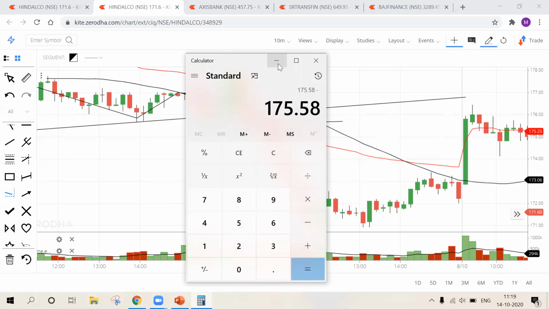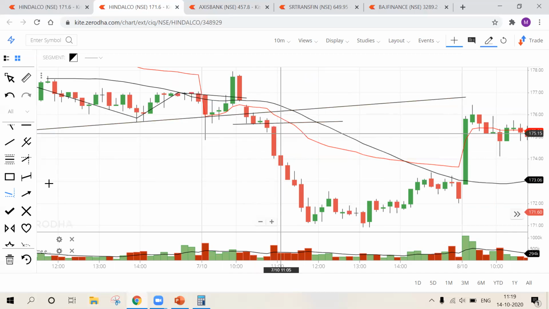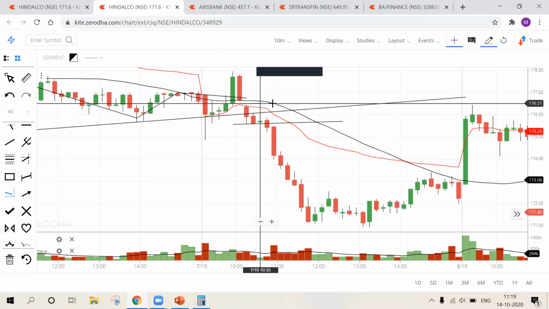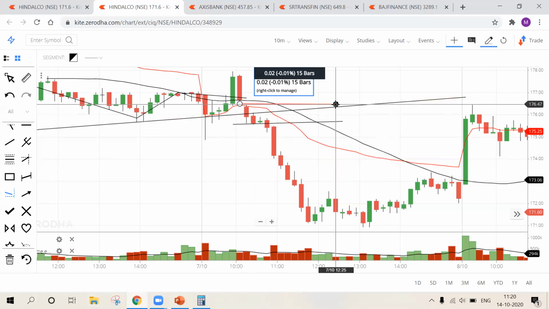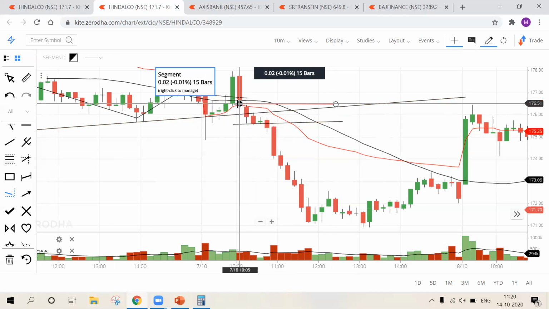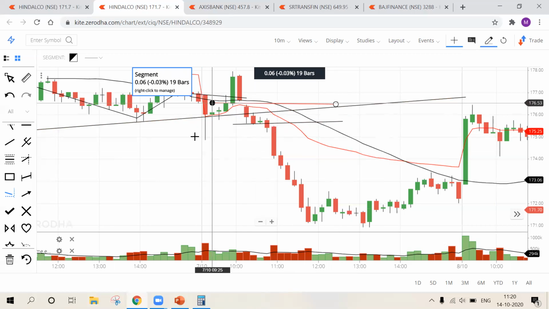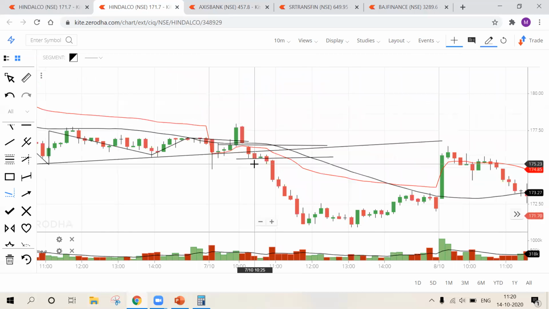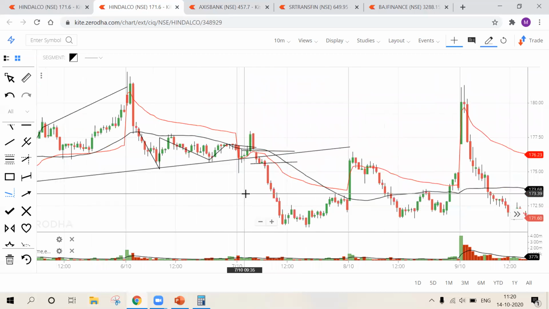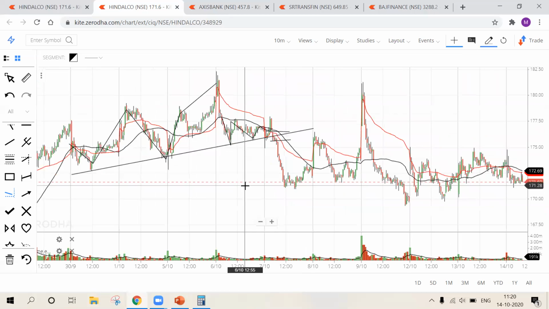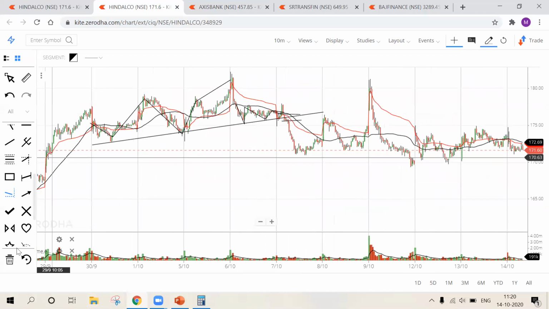In this scenario, my stop loss will be above the breakout candle. So this will be my stop loss. This is my breakout candle, so my stop loss will be above the breakout candle. And my target will be the next support and resistance level. So I'll zoom out and search for targets.